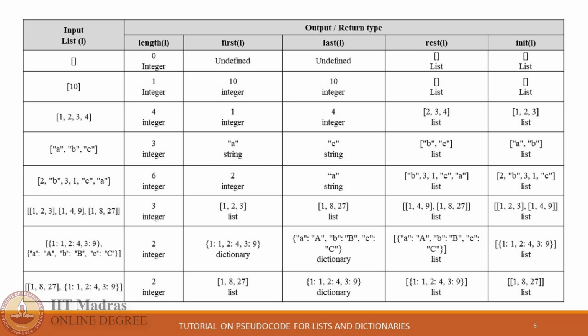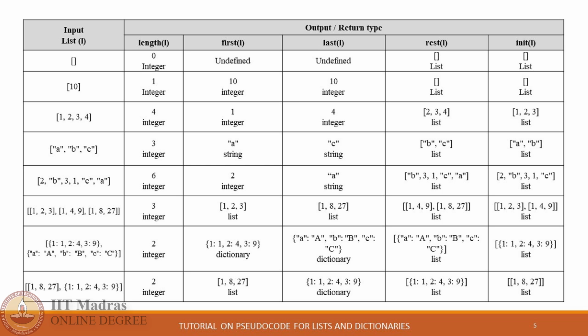Second input. If we give an input list with only one element inside, then length function will return 1, which is an integer. First of L and last of L both will give that same value, which is 10 in this case, which is again an integer, whereas rest and init will give empty list and type will be list.